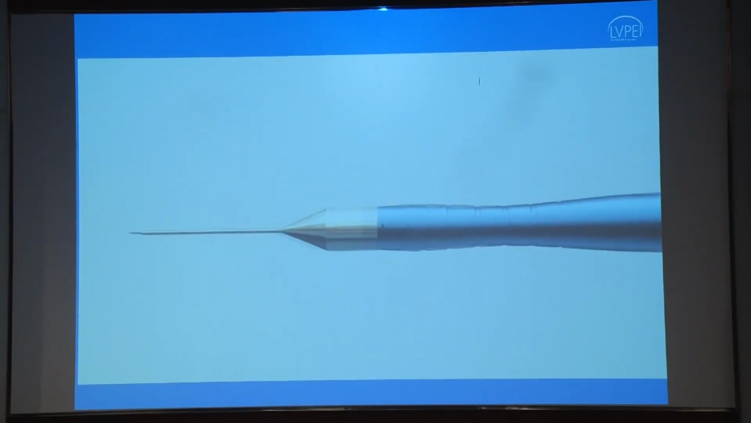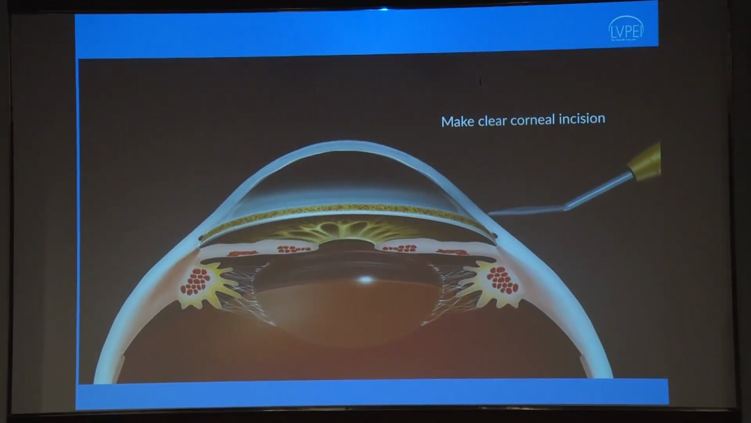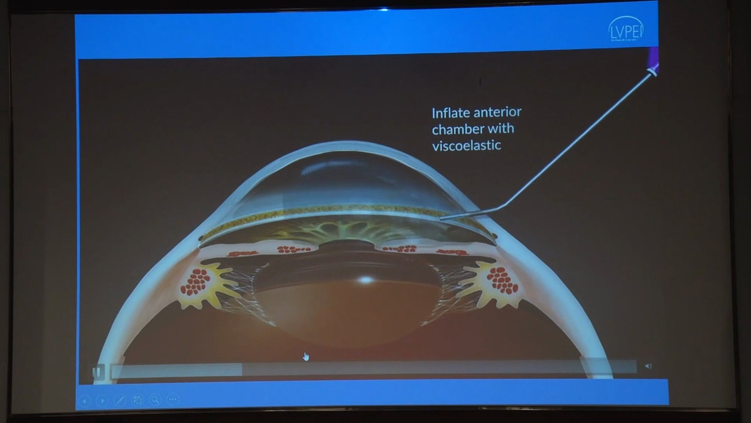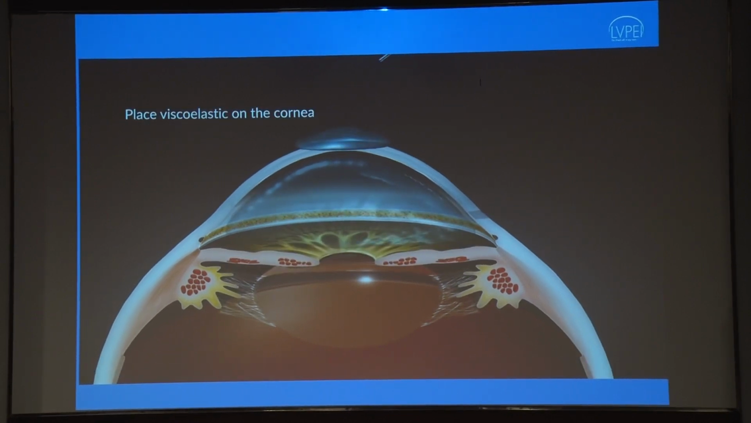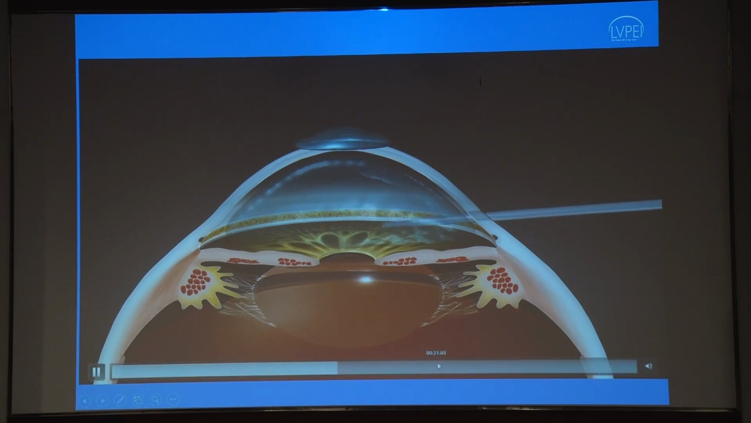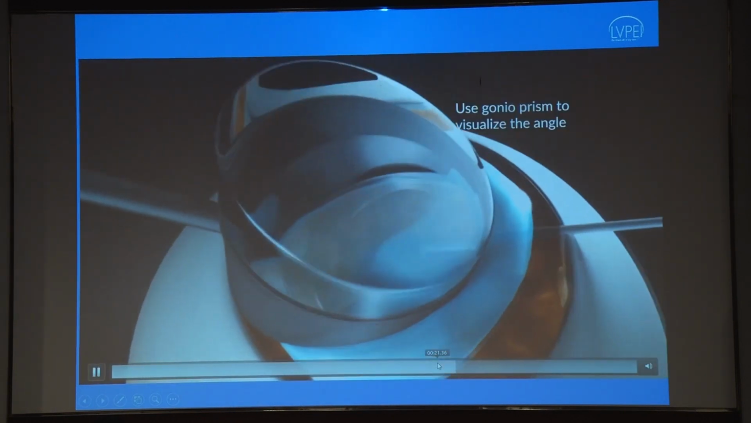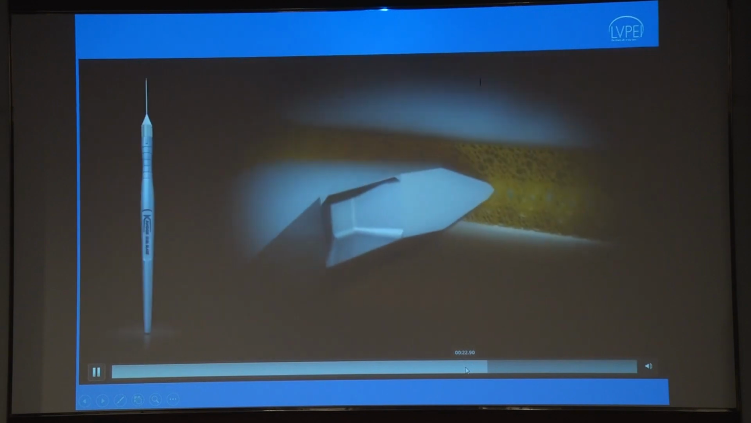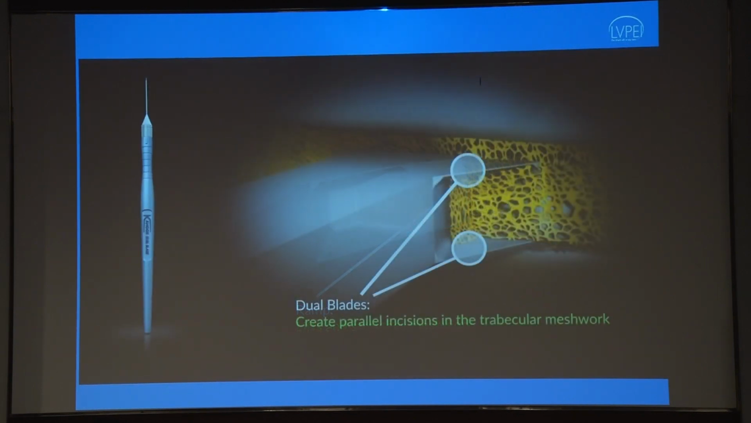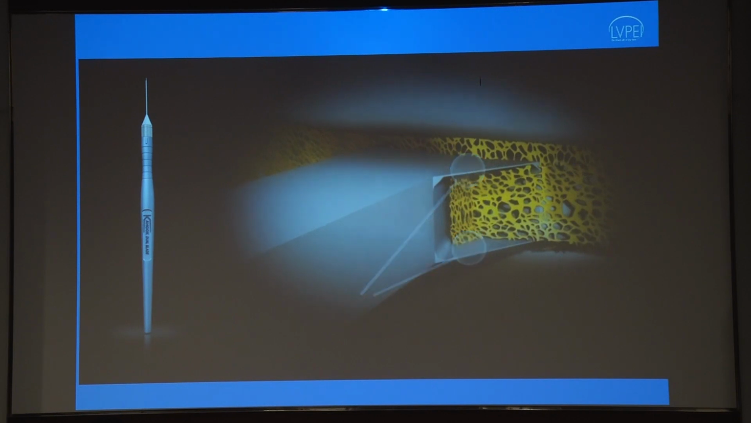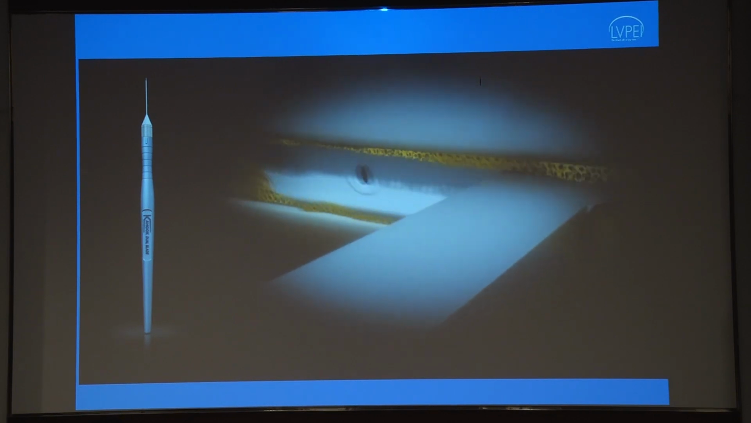This is an animation video which shows how this Kahook dual blade works. After making all the incisions, like the temporal incision for introduction of the blade, putting in the viscoelastic and getting a visualization of the angle, the blade is introduced. The sharp tip easily penetrates the trabecular meshwork, and then the ramp lifts up the trabecular meshwork, and the dual blade causes cleaving of the trabecular meshwork.